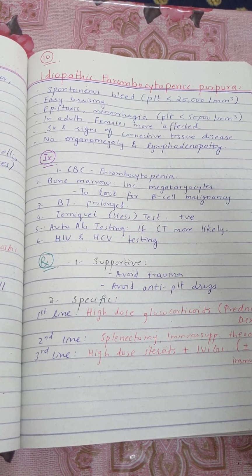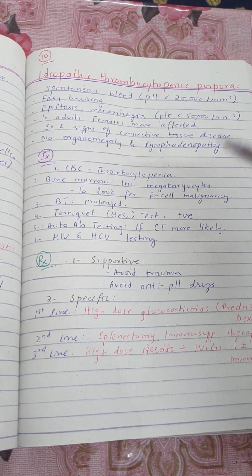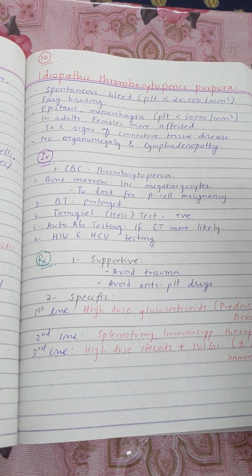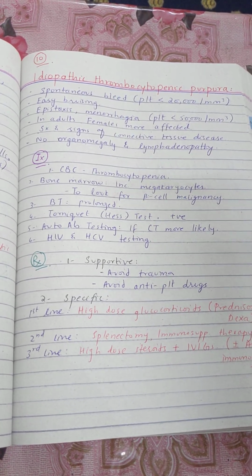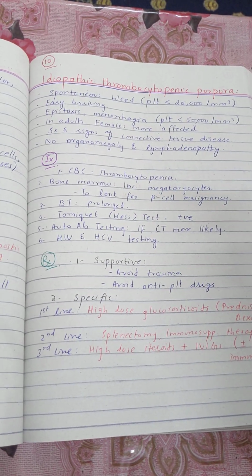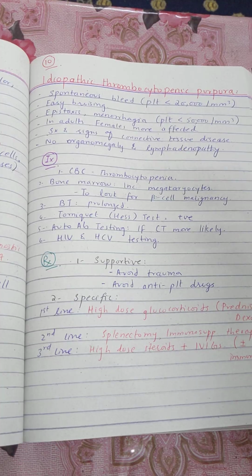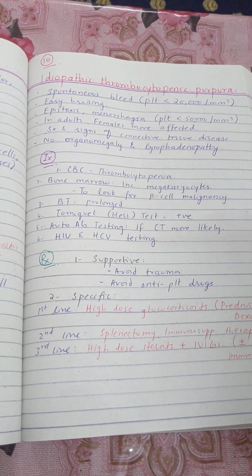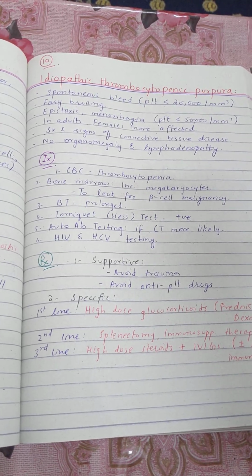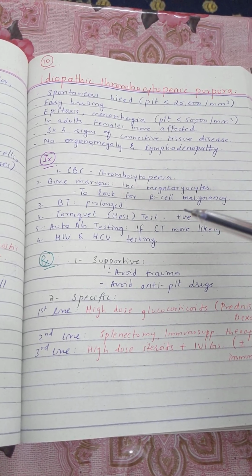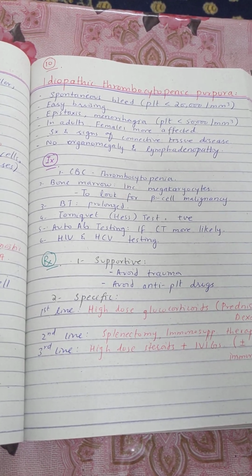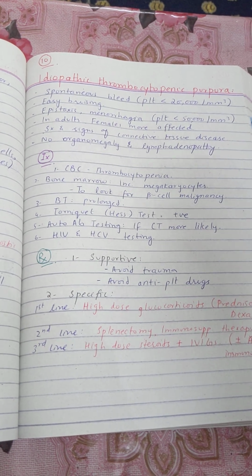Tourniquet test, which is also called the Hess test, will be positive in case of ITP. And autoantibody testing will be done if we are suspecting a connective tissue disorder, like ANA, etc. And you should also do HIV and HCV testing in order to rule out any infiltrative disease of the bone marrow. So CBC, bone marrow biopsy and analysis, bleeding time, tourniquet test, autoantibody testing, and HIV and HCV testing. These are the important investigations that you need to carry out in a patient of ITP.